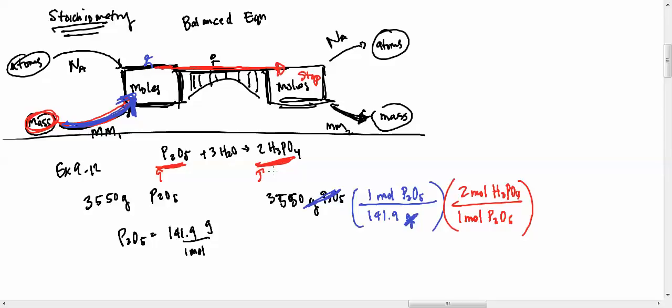There we go. So my favorite part, canceling this out: that moles cancels out with that moles, and I'm left with moles of H3PO4, which is actually what I wanted as my answer. So when I multiply everything out here, 3,550 divided by 141.9 multiplied by 2, I end up getting 50.0 moles of H3PO4. Because my units in the end are moles of H3PO4, which is what I wanted. So that is my answer.